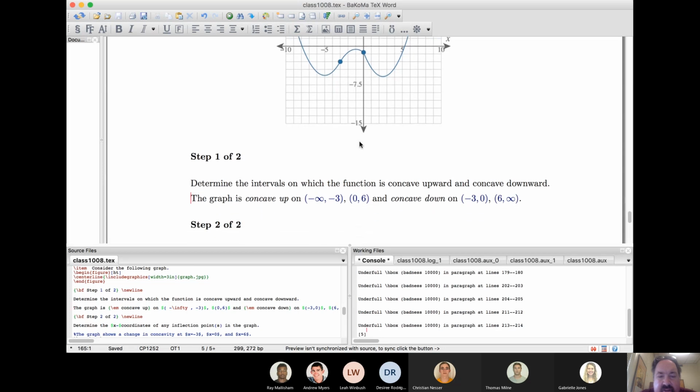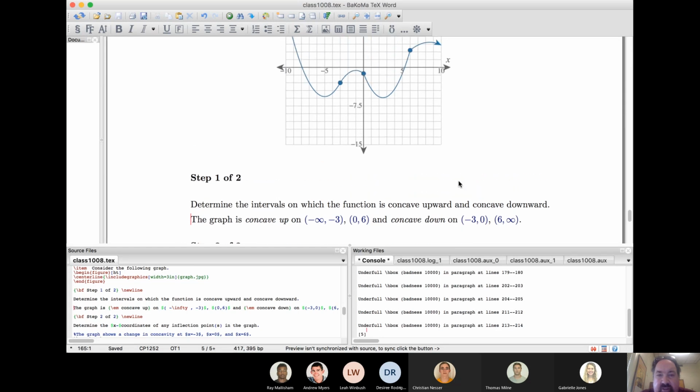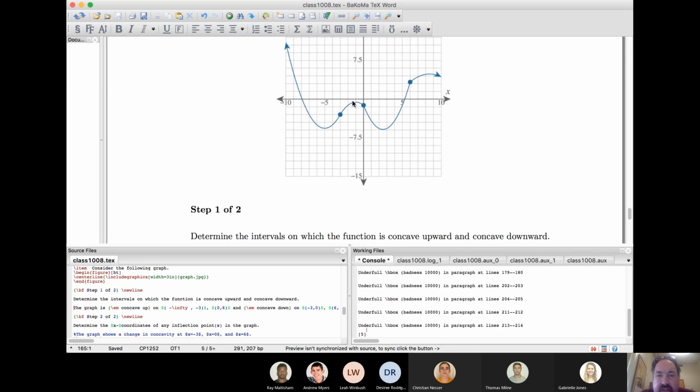The other part is determine x coordinates of any inflection points. Now, inflection points are where concavity changes. So since the concavity is up, down, at these 3 points are where concavity changes. So you would just read the x values off of the graph. So minus 3, 0. And then because we have 5 sitting here, it's 1 unit over from that. It's 6.